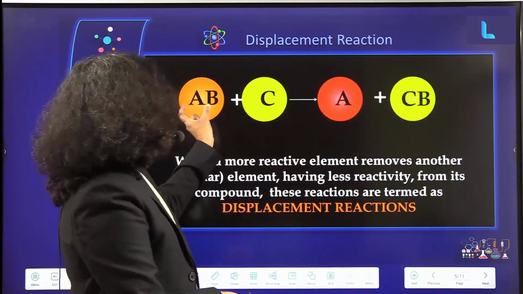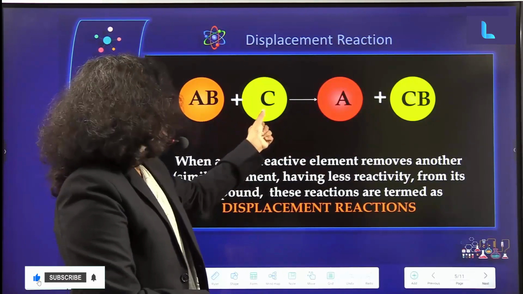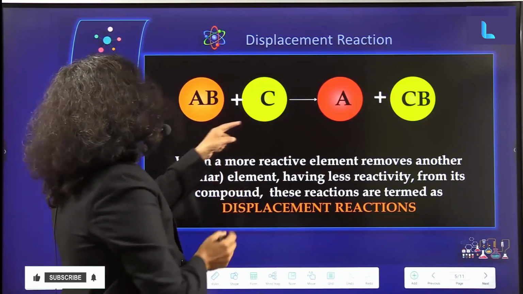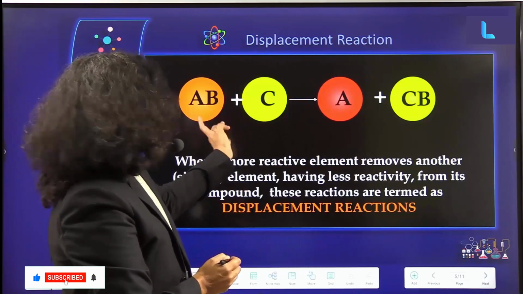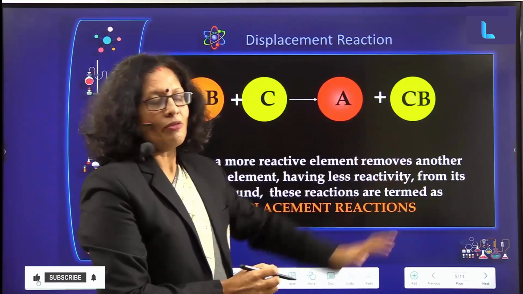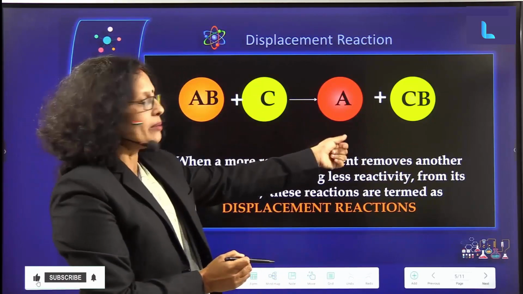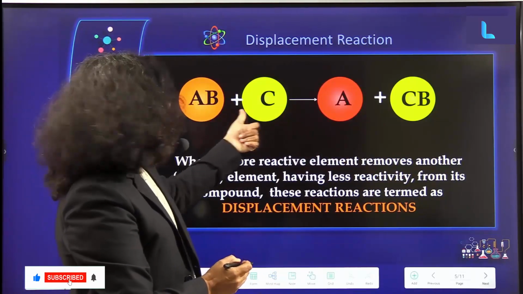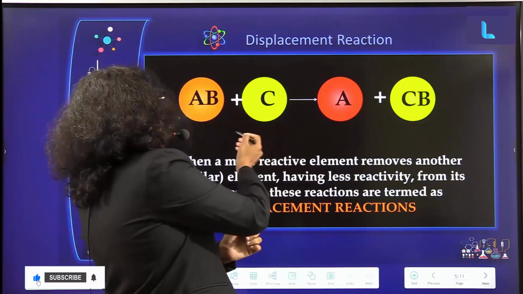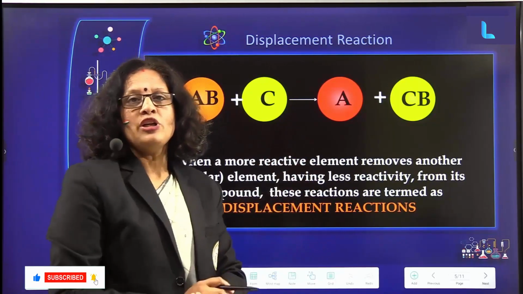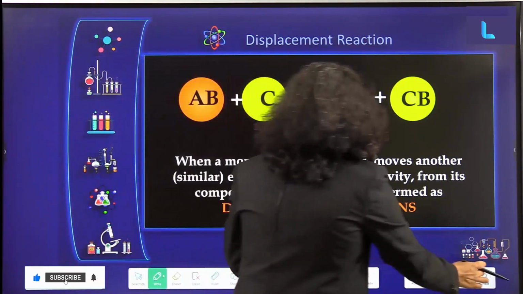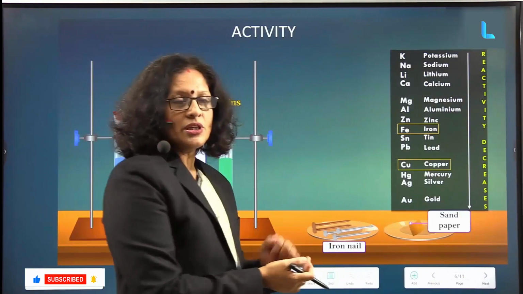What is happening here? AB is one compound, C is another. C is more reactive. So what will happen? It will displace B from AB. So the AB bond will break and a new bond will form. A is separated and CB is formed. Like that, any element which is more reactive will displace the less reactive element. We have seen this with the example of ABC here.